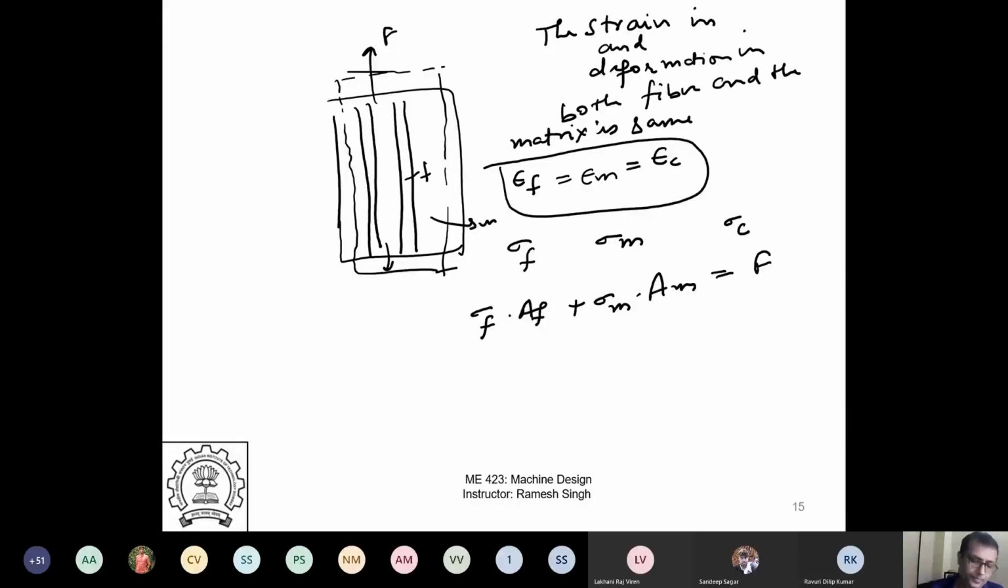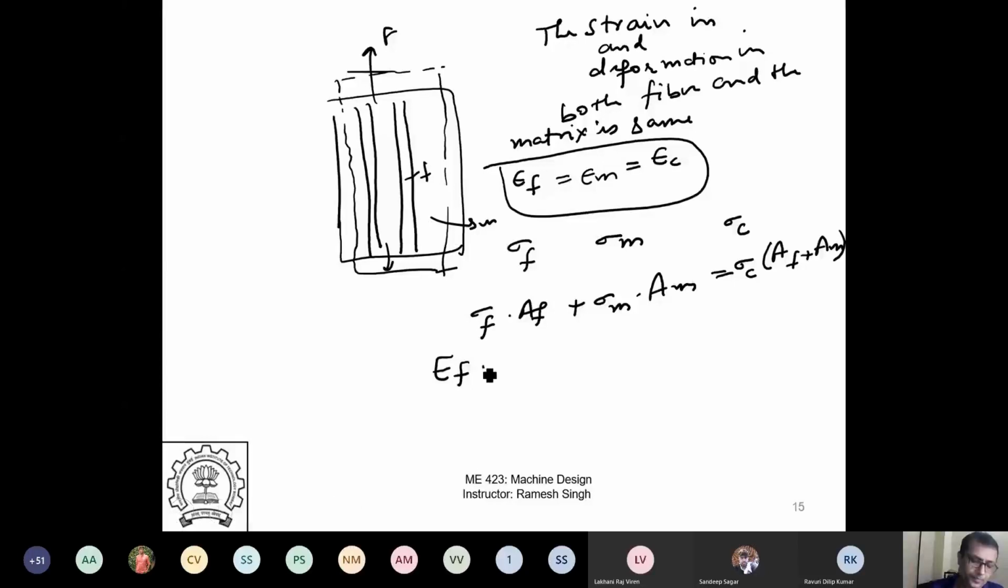And this F, I can say that this will be sigma composite times total area. So this is an effective stress, which I'm taking averaged over this area, AF plus AM, right? Now what will happen is I say sigma F. So sigma F is nothing but E times epsilon F. E and E are separate. Modulus of fiber is separate from modulus of matrix.